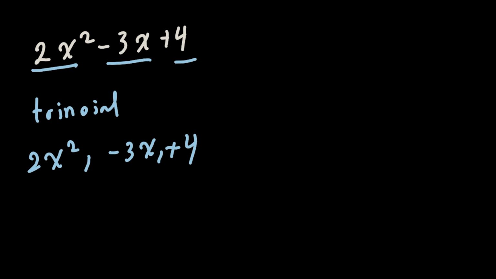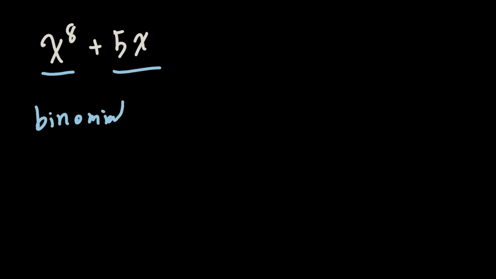And the degree for this trinomial is 2. Why 2? Because x here has 2 as a power, x here has 1 as a power, so we have to take the bigger number. Let's see the next case.